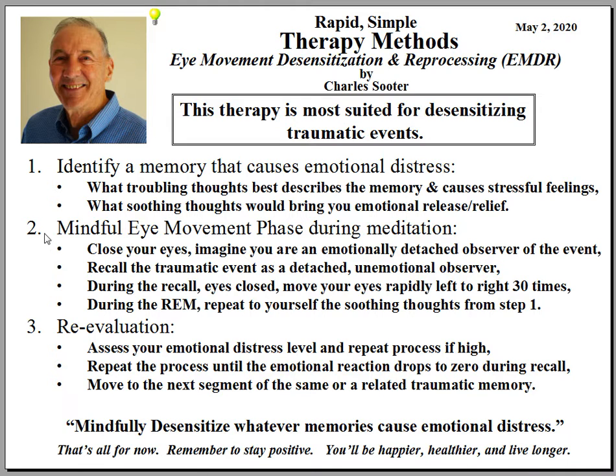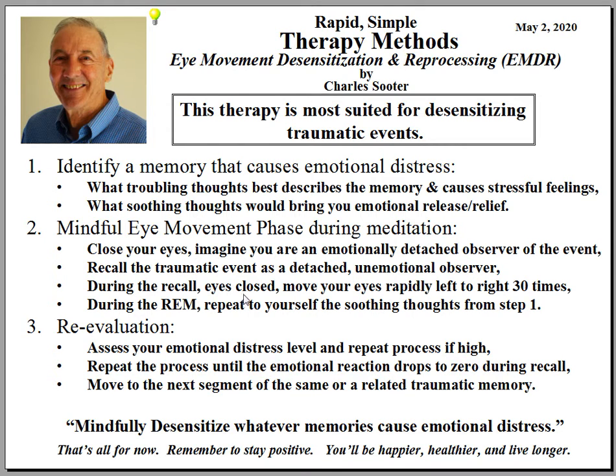Step number two. Now this is where you're going to do your eye movement. You're going to do it during meditation with your eyes closed. You're going to be relaxed. You're going to do some deep breathing to get relaxed. You're going to remove all thoughts from your conscious mind. You're going to do this mindfully with heightened awareness, where you're aware of your awareness. You're going to step outside yourself and become a detached, unemotional observer.